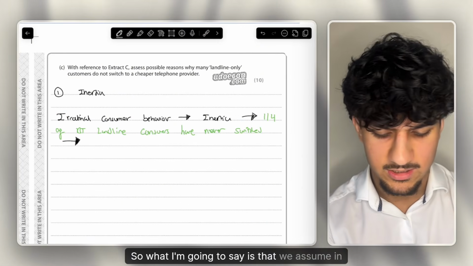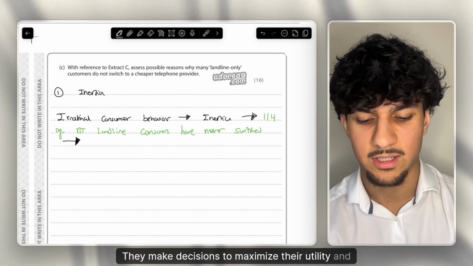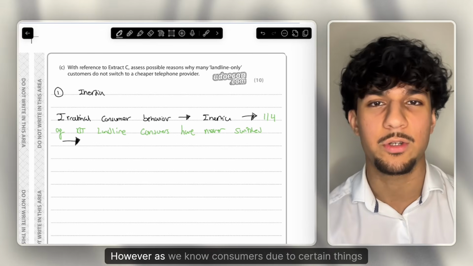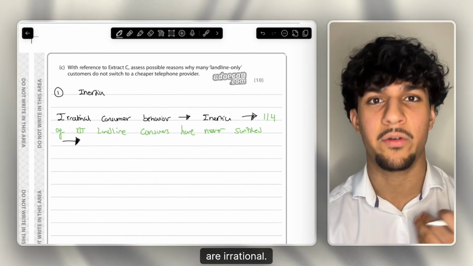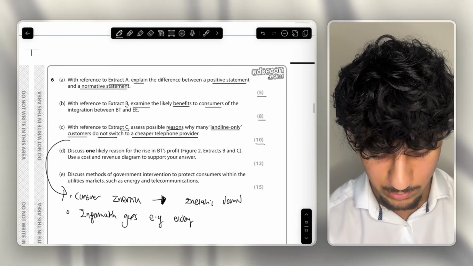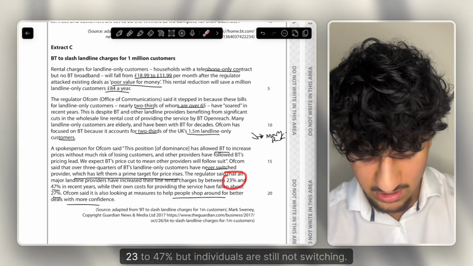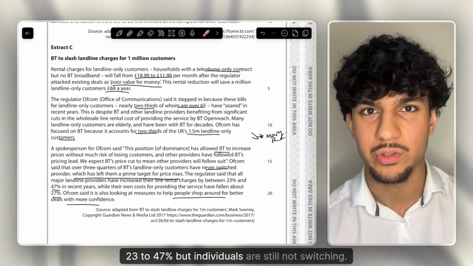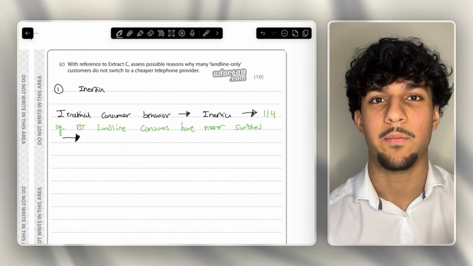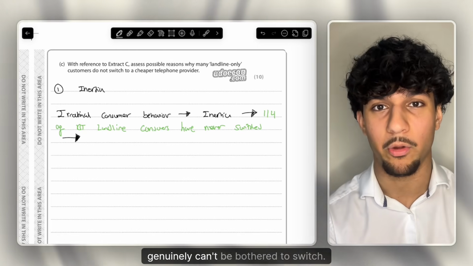So what I'm going to say is that we assume in economics that consumers are rational. They make decisions to maximize their utility, and one thing that would maximize their utility in this scenario is lowering their costs. However, as we know, consumers, due to certain things, are irrational, and we can see that in the extract, which mentions how the price of these landlines has increased from around 23 to 47%, but individuals are still not switching. And why is that? Of course, that could be because they find it difficult to switch. They have brand loyalty. They genuinely can't be bothered to switch.